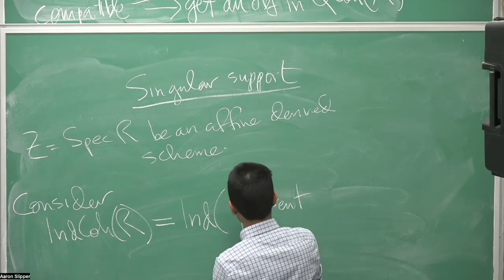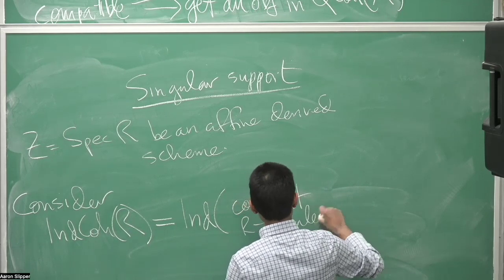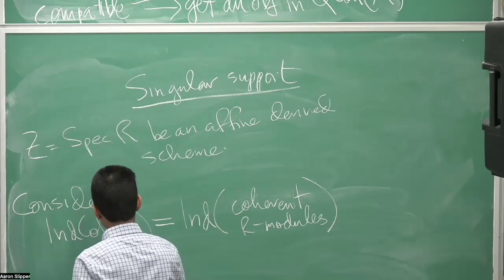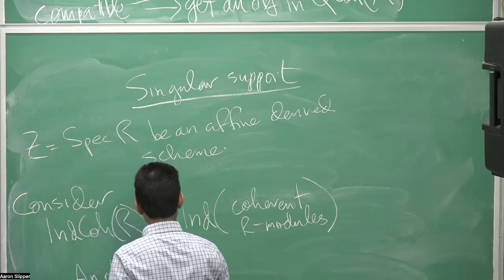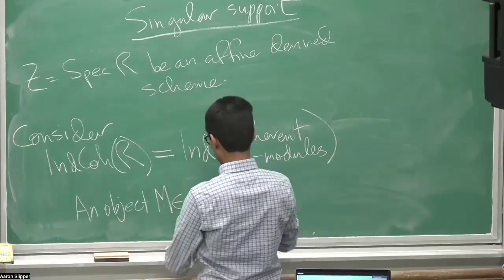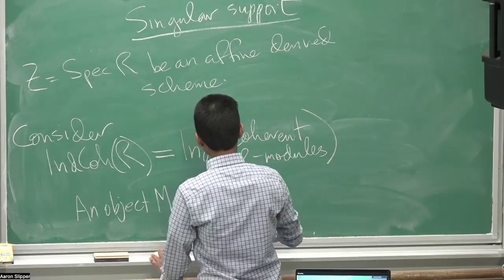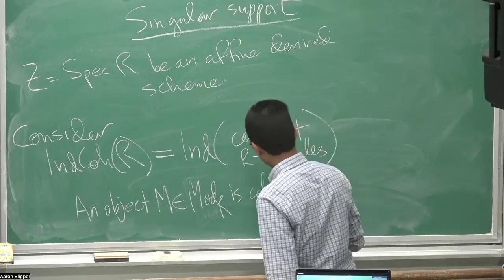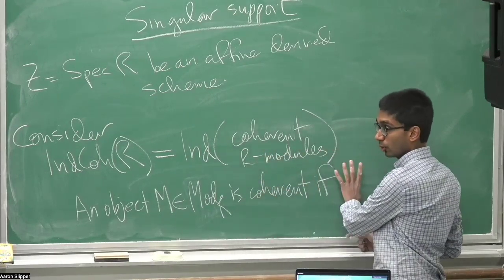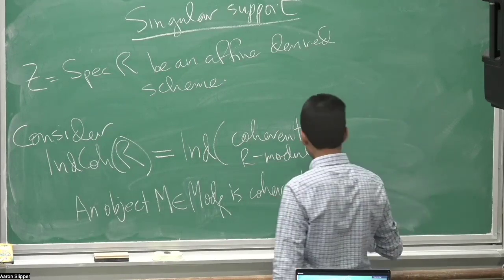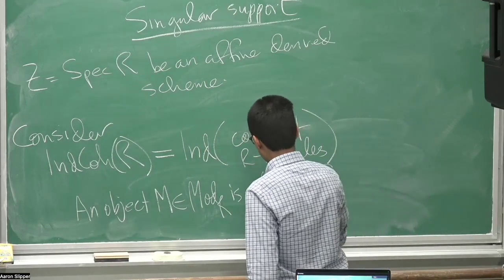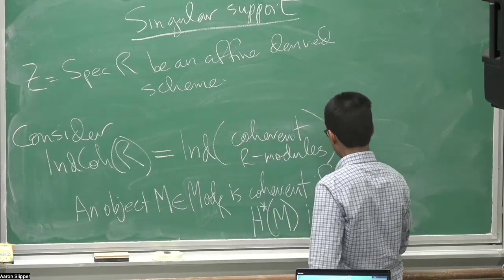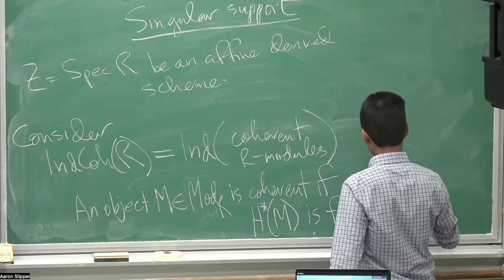Let me tell you what a coherent R module is. So an object M in Mod of R is coherent if its cohomology is bounded and each is finitely generated. So I could just say it very quickly: the cohomology of M, global cohomology of M, is finitely generated as a module over H0.